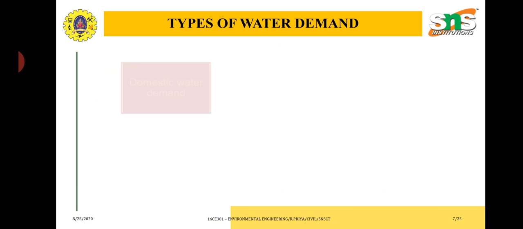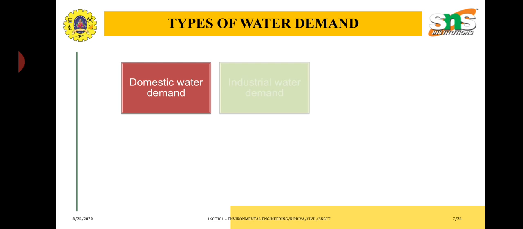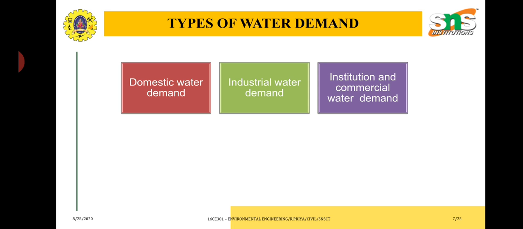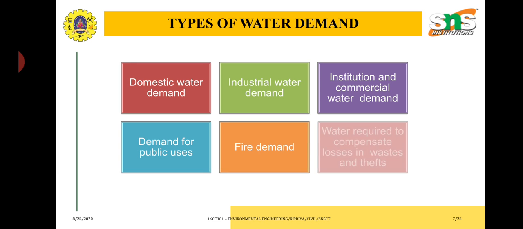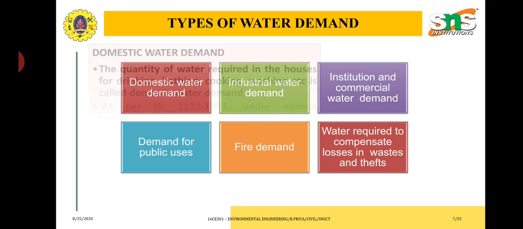So next, coming to the types of demand. There are various types of demands. The first one is domestic water demand. Next one is industrial water demand, institutional and commercial water demand, then demand for public uses, fire demand, then water required to compensate losses in waste and thefts. So these are all the various types of water demand. Let us discuss each demand in detail.